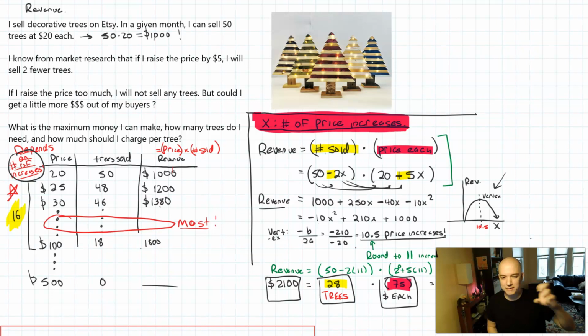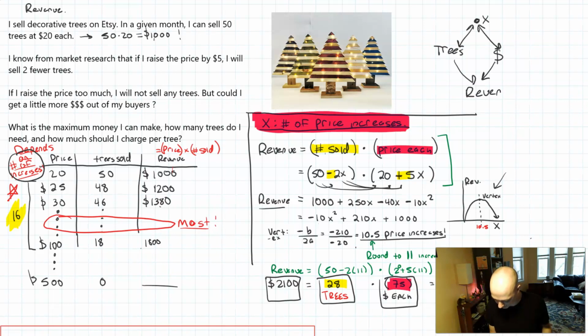Let it be the number of increases, because you can then kind of think about a flowchart, right? You can say, all right, I can relate the trees and the price back to that x, right? So you kind of got to think about what's the top level thing that you're controlling, and then both the trees and the money tell you the revenue. So think about what the top level thing of control is here.